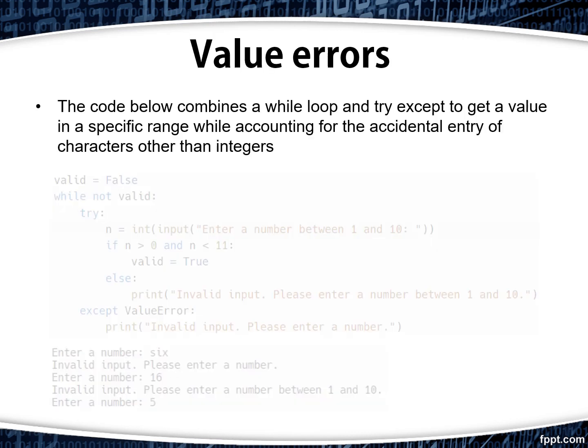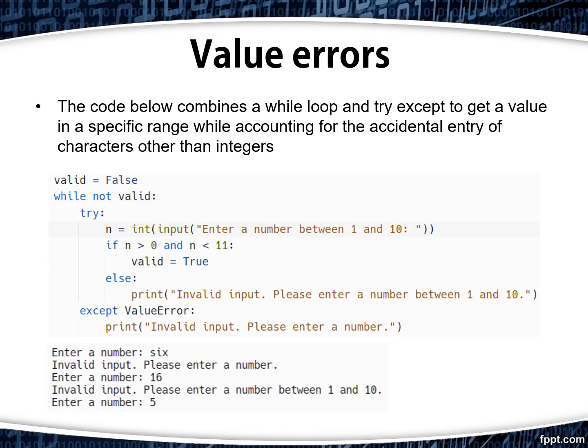The code below combines a while loop and try except to get a value that's in a specific range, while also accounting for the possible accidental entry of characters other than integers. You can see that if the user enters 6 as the word 6, that it generates the value error and outputs the code that is in there.